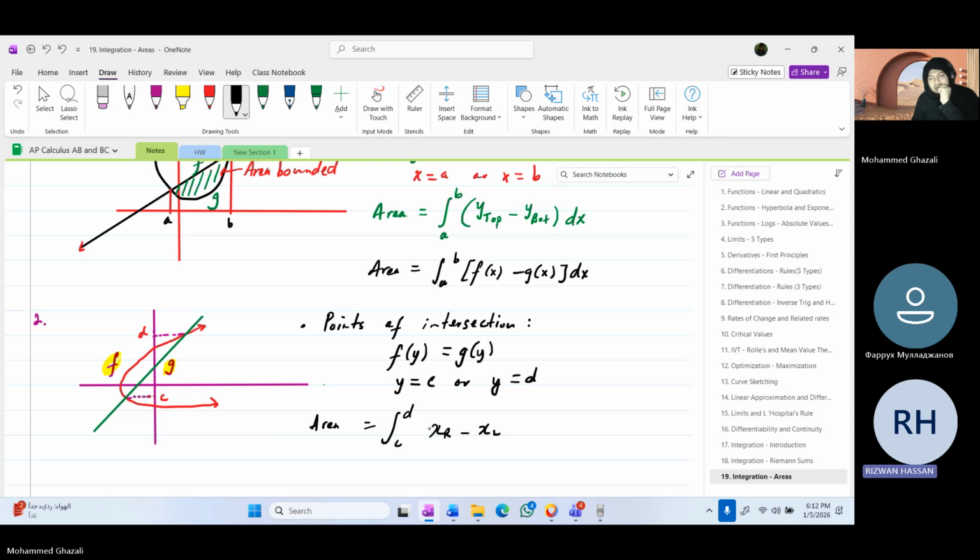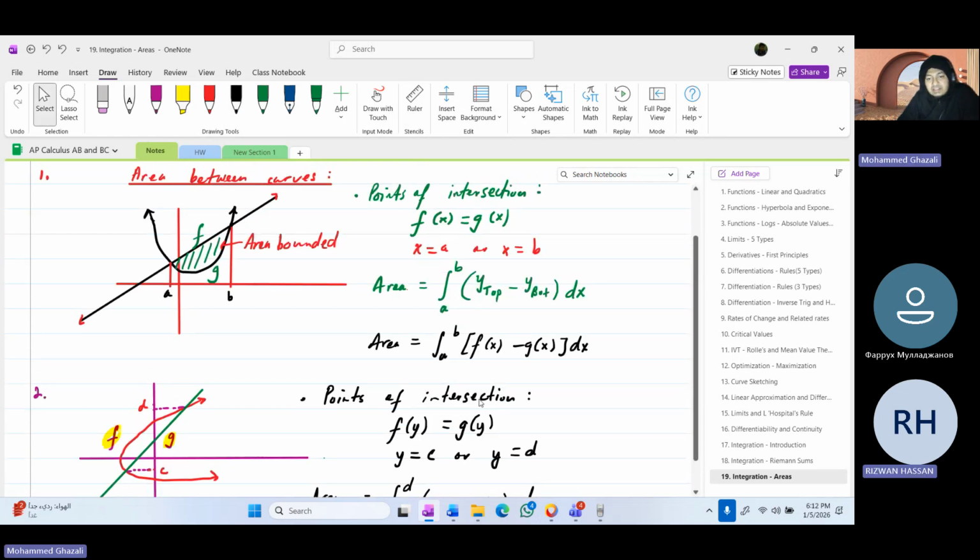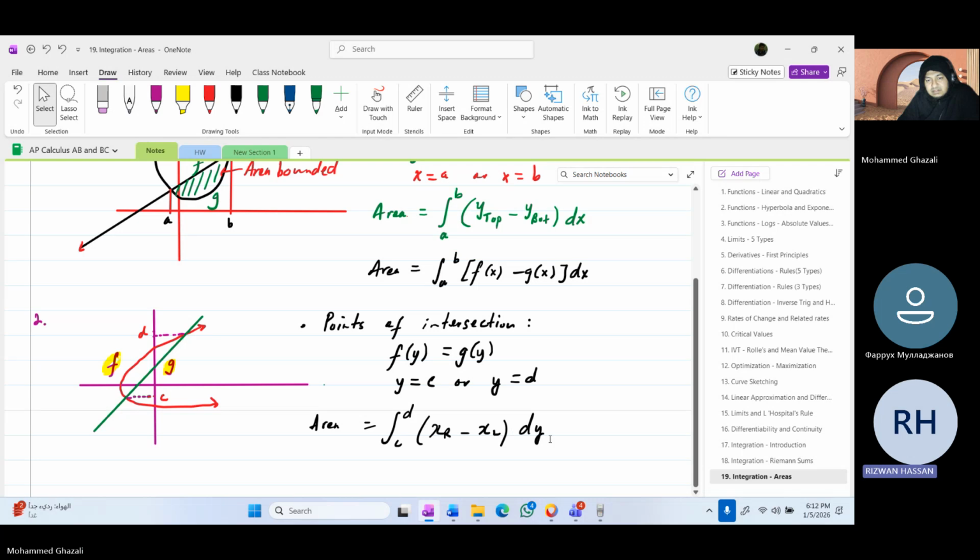Mr., is this the same for the first type? The first type is top minus bottom, but this is right minus left. Do we still have to get points of intersection? Yes, you still have to get points of intersection. And exactly what area are we getting? The area that we're calculating in here is the area bounded between, yes, that's the area bounded.